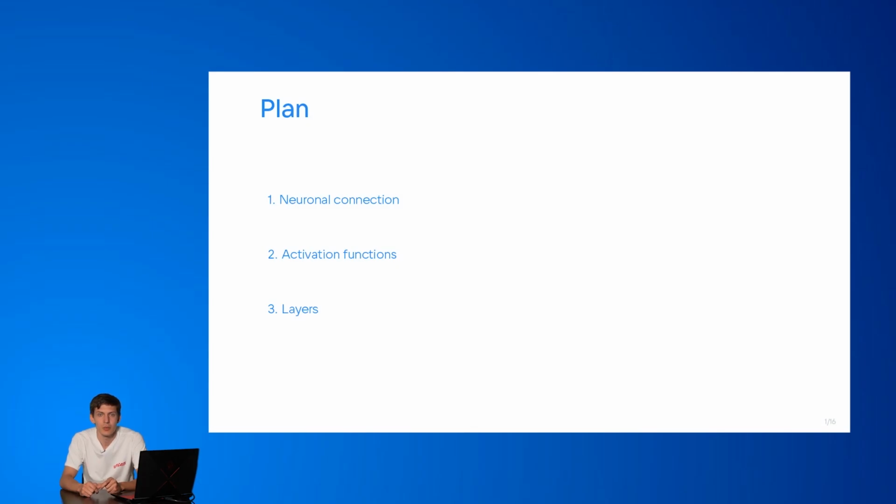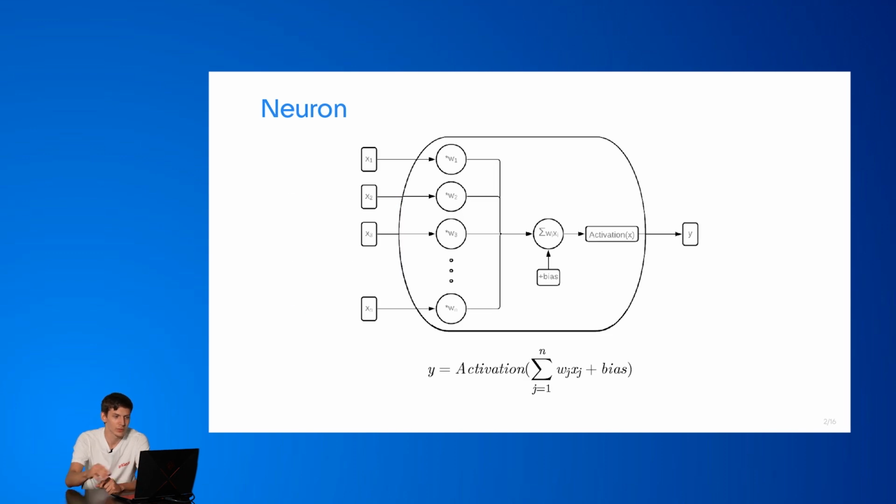So, in this lecture, we will get acquainted with neural connections, activation functions, and layers. Let's recall the neuron model that was introduced by Warren McCulloch and Walter Pitts. The signal that a neuron transmits can be described by this equation. X with index j is input information, and here you can see weight with index j and bias. They will be adjusted through the learning using a backpropagation method.